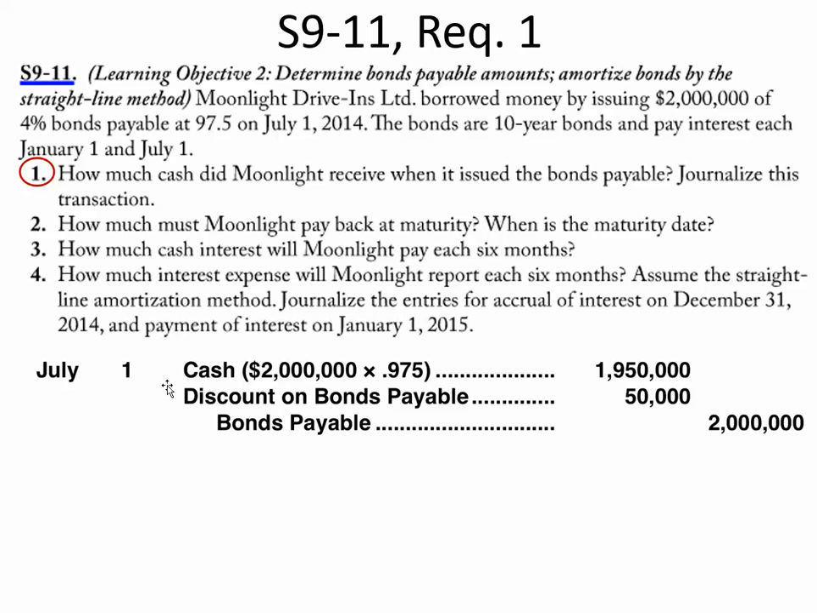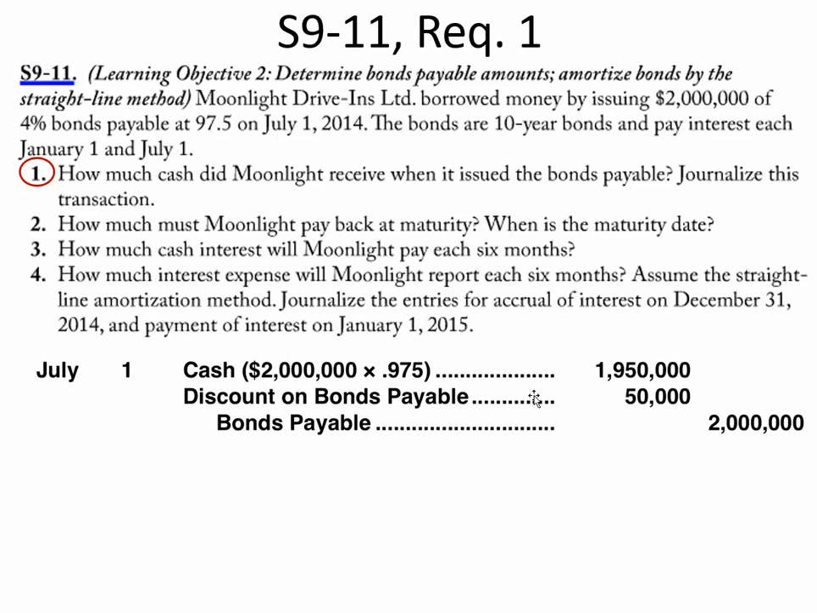Now I would skip the discount on bonds payable line for a moment and do the bonds payable line. The bonds payable credit is the liability, and we're going to credit that liability to increase it. So we've got cash, a debit of 1,950,000. We've got bonds payable credited of 2 million. The difference between the two is the 50,000. It has to go on the debit side because the journal entry debits have to equal the credits, and that's going to be discount on bonds payable.